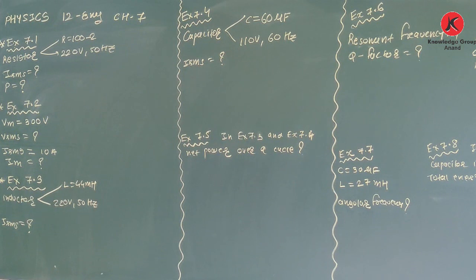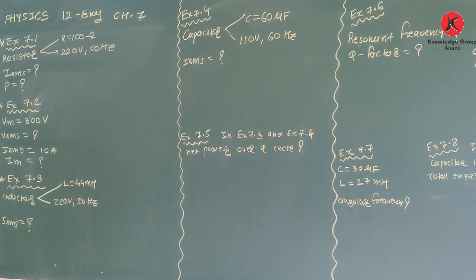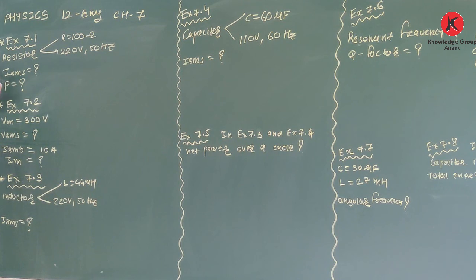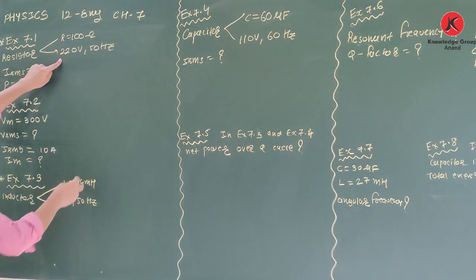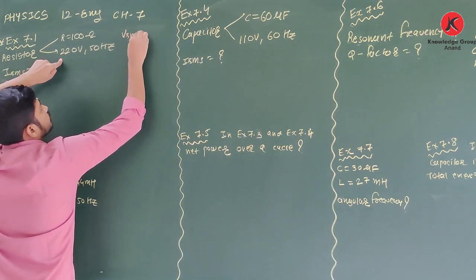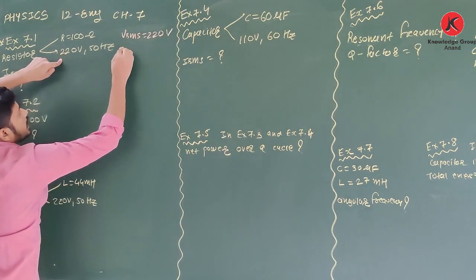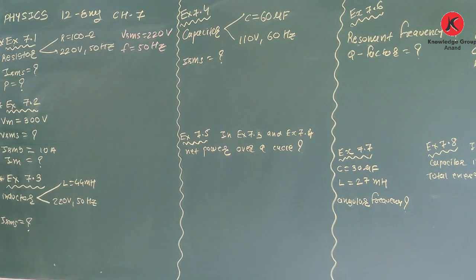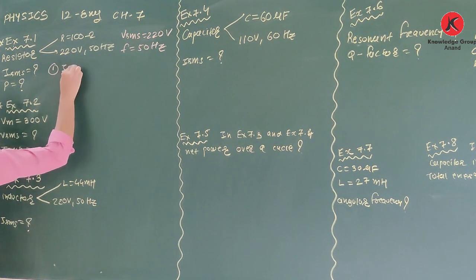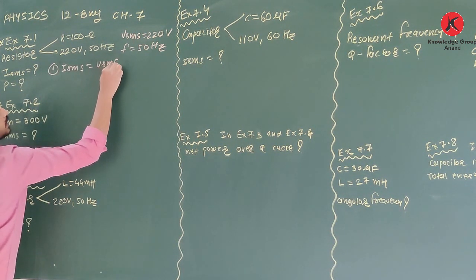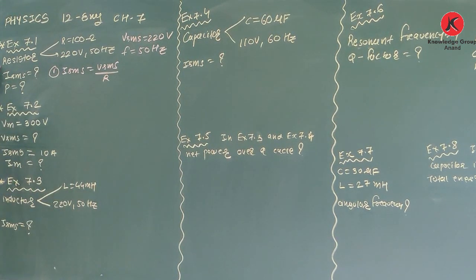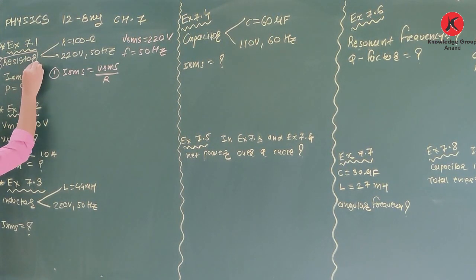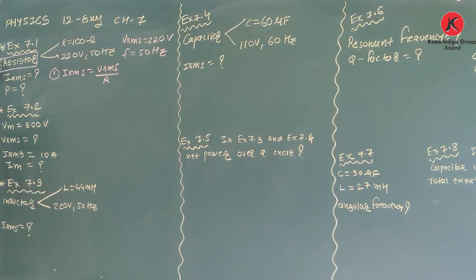Now next questions from exercise. A resistor having 100 ohm resistance is connected to 220 volt supply, 50 hertz frequency. You have to find what is IRMS and what is power. How to write this data? VRMS is equal to 220 volt and F is equal to 50 hertz. First question, that is IRMS. IRMS is equal to VRMS upon R. For only resistor circuit, IRMS is equal to VRMS upon R.